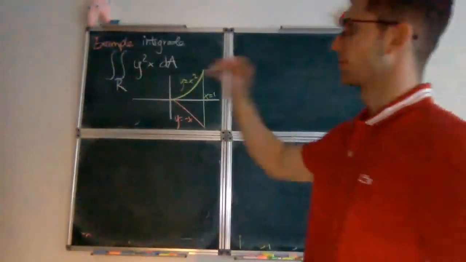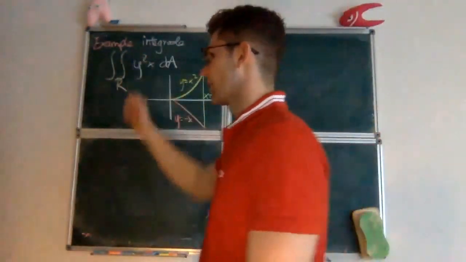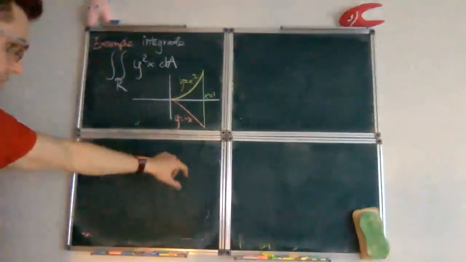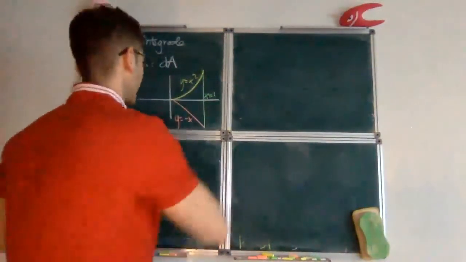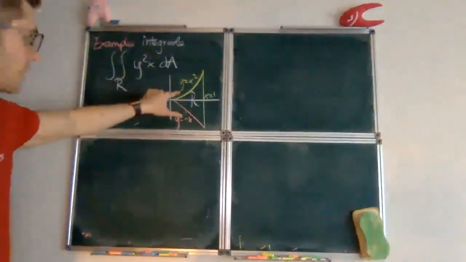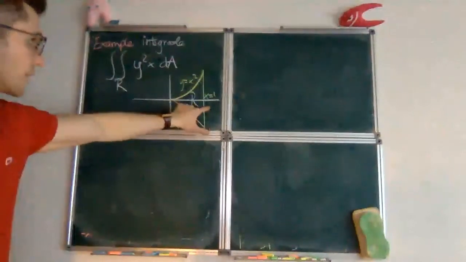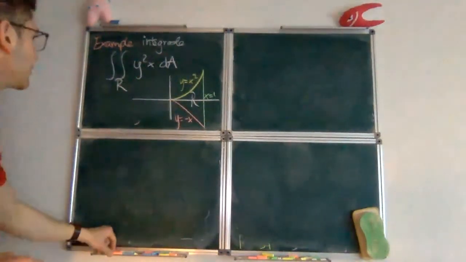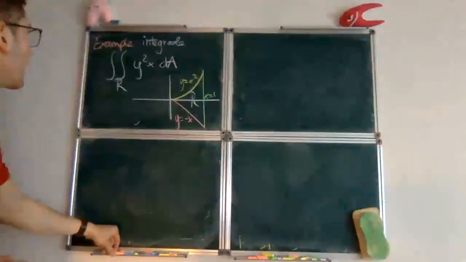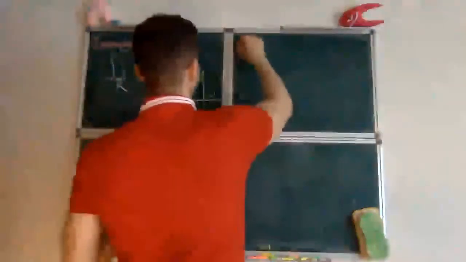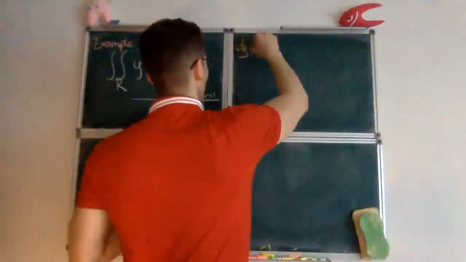So the function we want to integrate is y squared times x, and the region of integration R is going to be this region between the line y equals negative x, the parabola y equals x squared, and the vertical segment x equals 1. So let's do first the order of integration dy dx, because in that case you only need one integral.